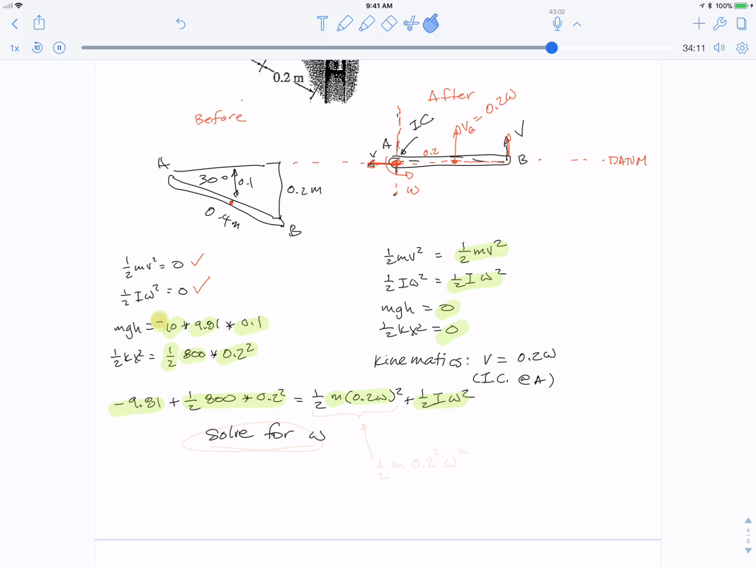And when you do that, don't forget that when you square 0.2 omega, this little piece here will be 1/2 m, and you square both of them, right? 0.2 squared omega squared. And then you can factor out the omega squared and you can solve for omega. Okay, that's a typical energy problem.